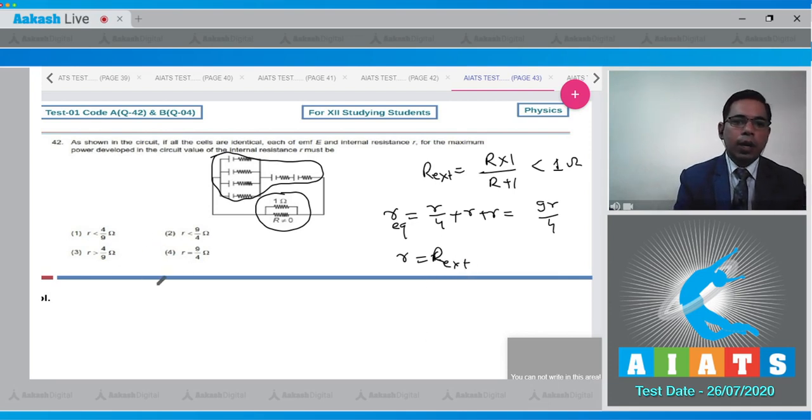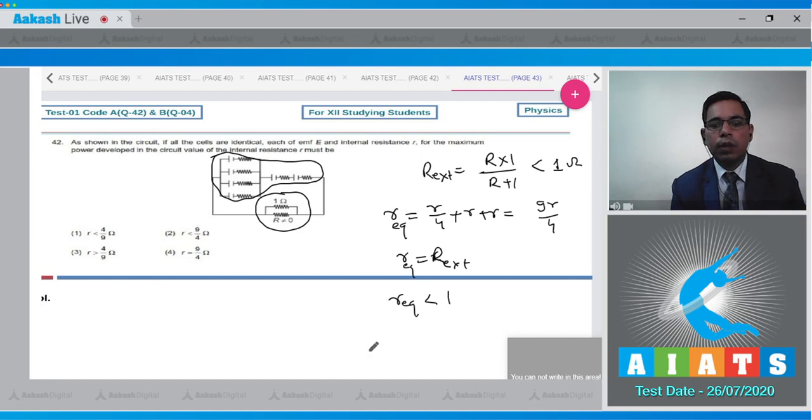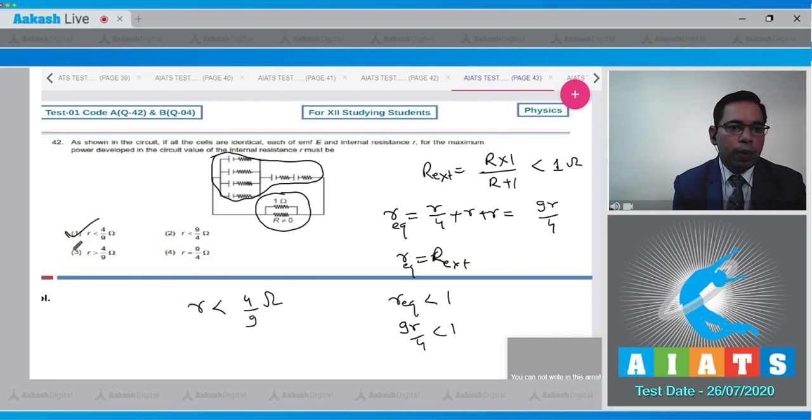Now there are inequalities given. As we can see that R external is always less than 1, this R equivalent will also be always less than 1. That means 9R by 4 is always less than 1. After solving, we can say that R is less than 4/9 ohm. Which option will be the correct answer? Option 1 will be the correct.